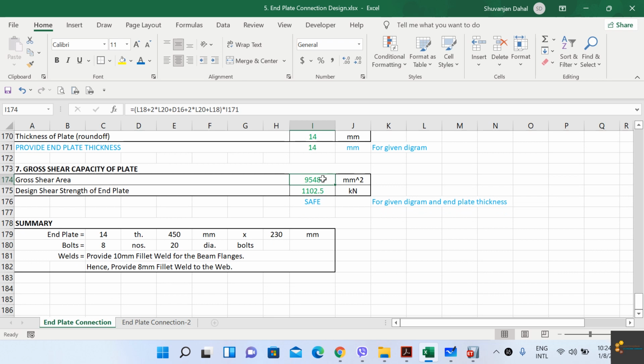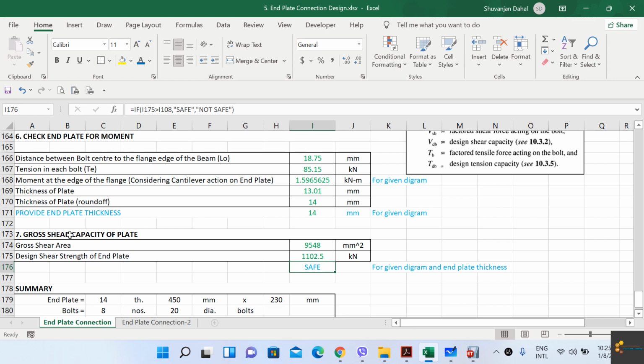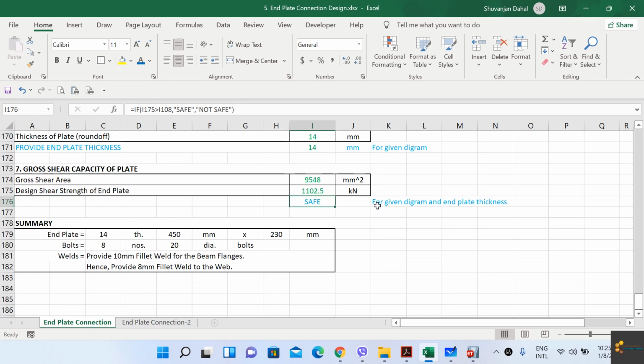In this way, you can calculate gross area, and then you multiply that perimeter by this end plate thickness, which is 14 mm. And then the design shear strength of plate is given by this gross shear area into the yield stress, which is 250, divided by root 3 into partial safety factor 1.25. This comes out to be 1102 kilonewton. Now, since this design shear strength is greater than the shear force, which is 11.28, then we can say that the shear capacity of plate is, for our given connection type and for given end plate thickness, also okay.